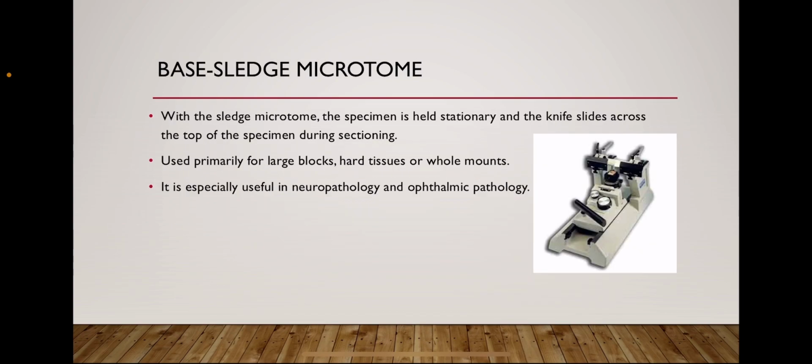The next is base-sledge microtome. With the sledge microtome, the specimen is held stationary and the knife slides across the top of the specimen during sectioning. It is used primarily for large blocks, hard tissues, or whole mounts. It is especially used in neuropathology and ophthalmic pathology.